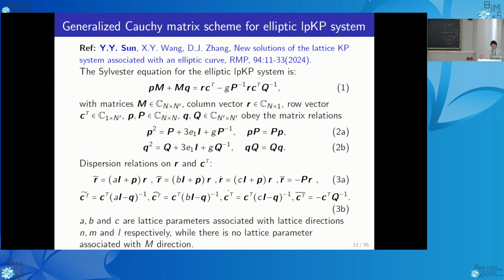Dispersion relations on R and C are given by formula 3. So we can say the lattice directions here are N, M, and L, while for the direction M, there's no lattice parameter associated with it because of the last equation in these relations.